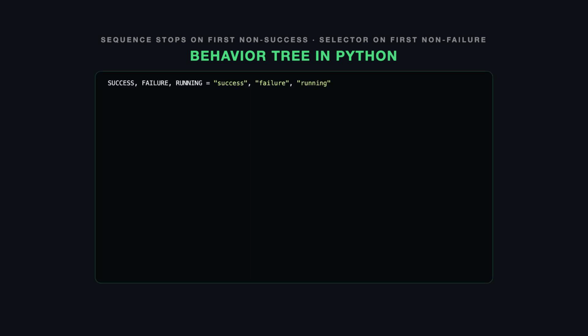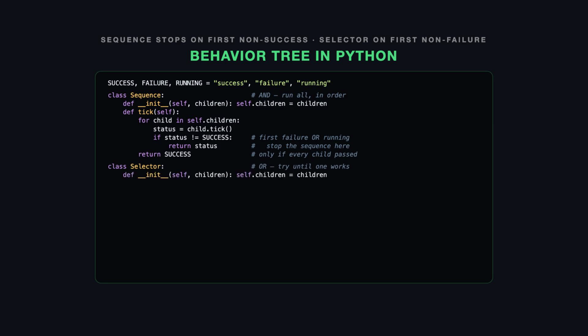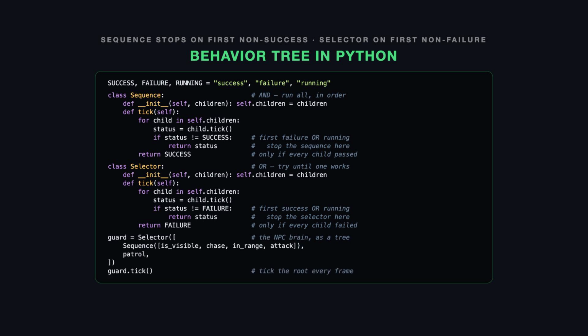Here it is in real code, and it is shorter than you would expect. A sequence ticks each child and returns on the first status that is not success, the first failure or running. If it gets through them all, it returns success. A selector is the mirror image. It returns on the first status that is not failure, the first success or running. If they all fail, it returns failure. A leaf simply runs its function and reports success, failure, or running.